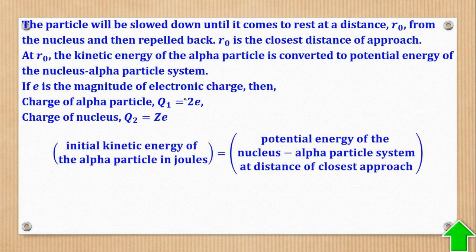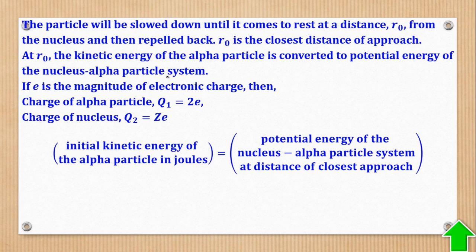Now someone may ask, where is this 2 coming from? It is because the alpha particle, in your Physics 1, was 4, 2, meaning that it has an atomic number of 2. The nucleus, in the question, we said the atomic number is Z, so it will be atomic number times the electronic charge. So that is where the 2 is coming from.